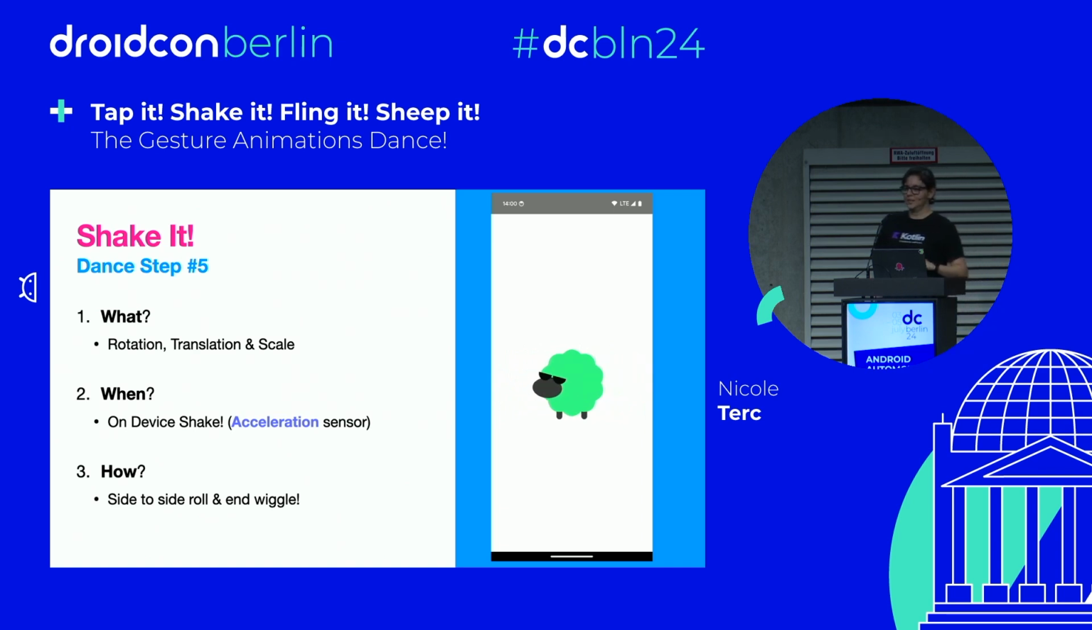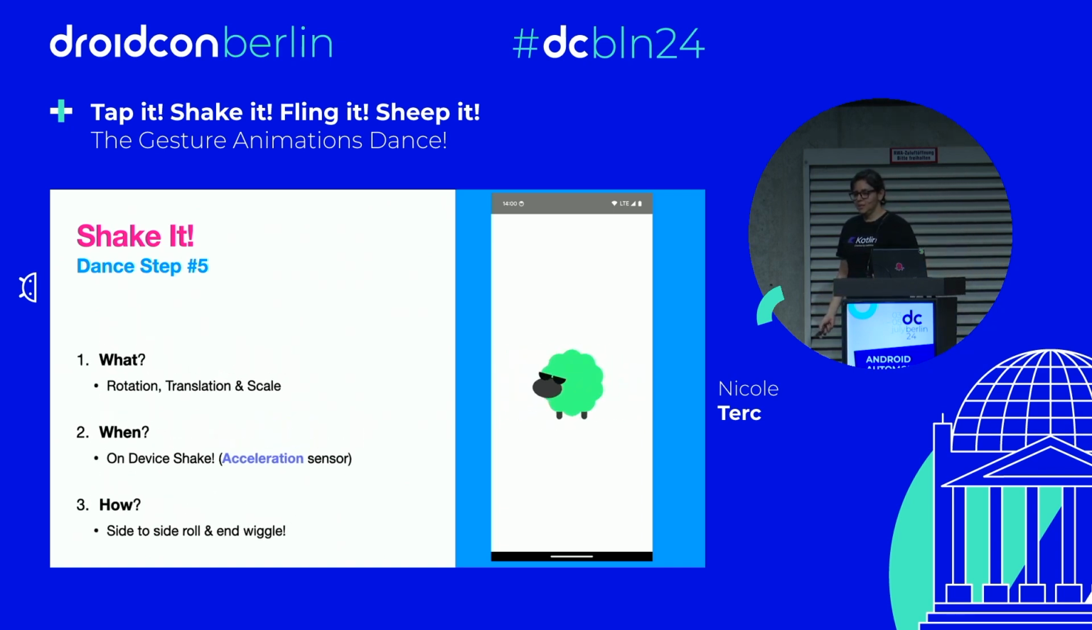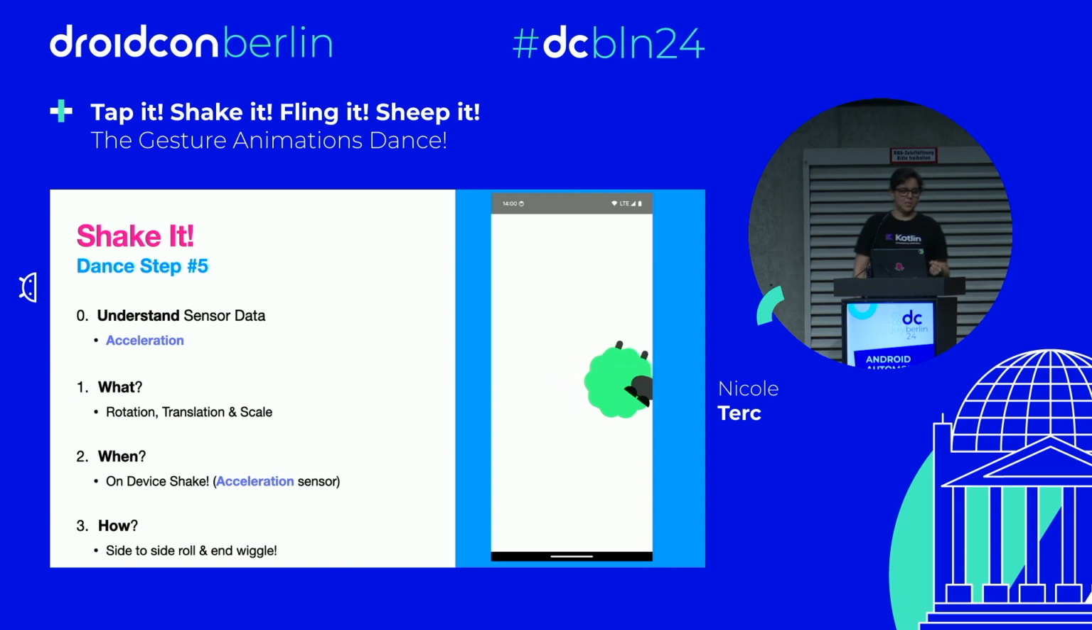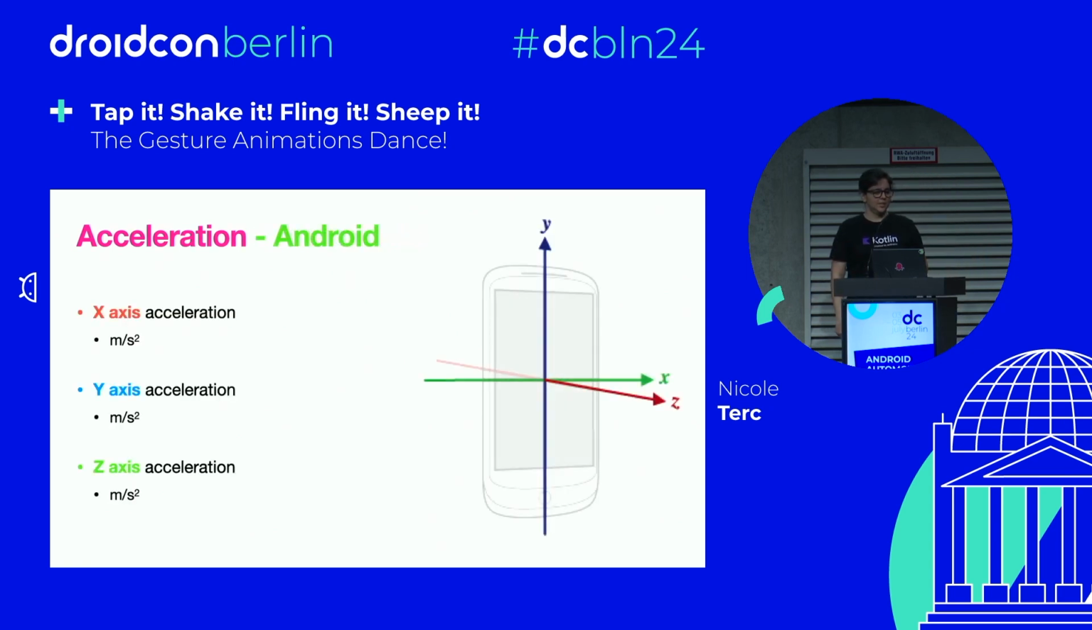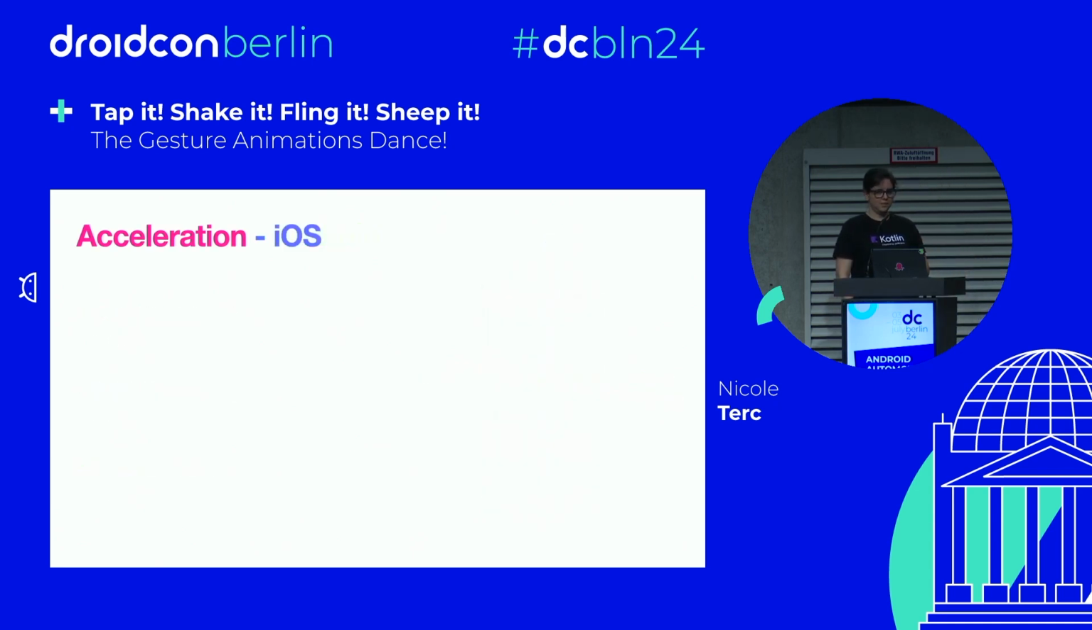Since we're working with sensors again, we will need our step 0, which is understand what sensor data we need. And in this case, we're going to use acceleration. So let's take a look at that. If you get again into the documentation, you're going to check that acceleration sensor data for Android is going to look like this. You again get information for each of the axes, but in this case, it's acceleration instead of orientation values.